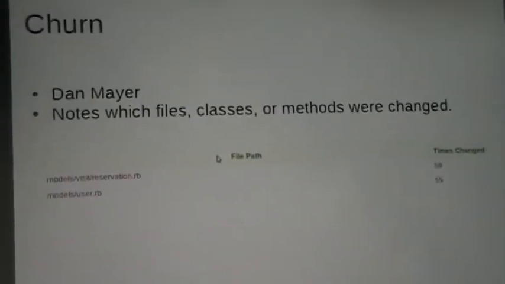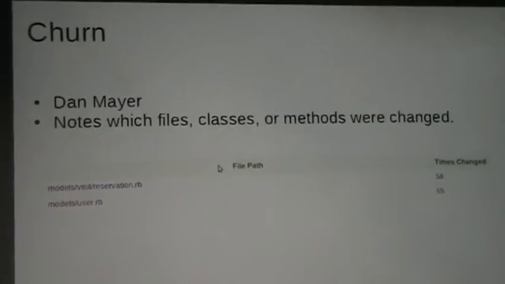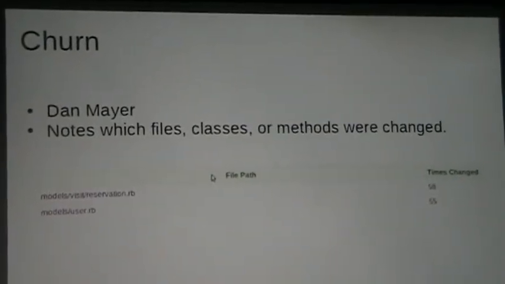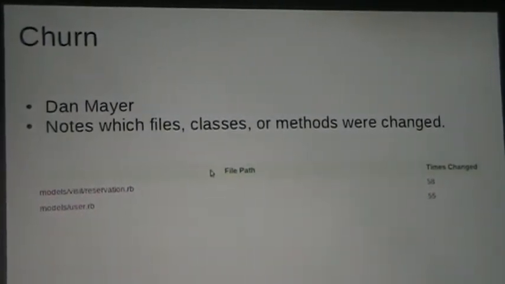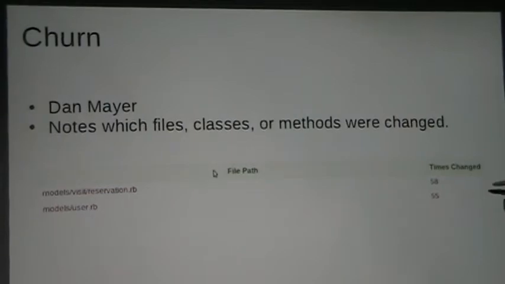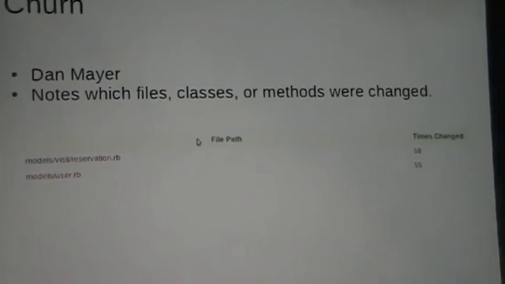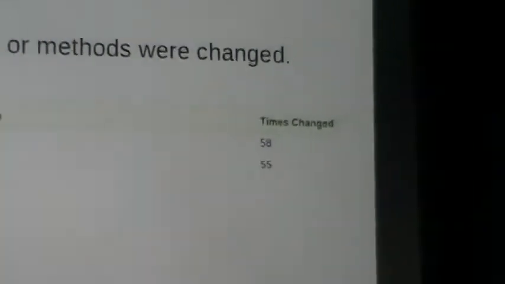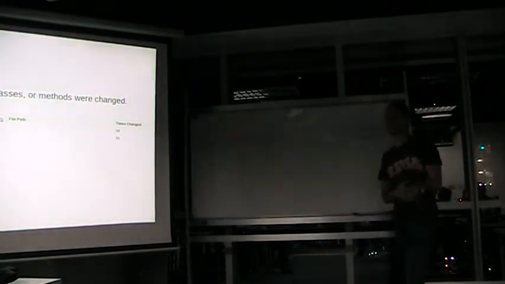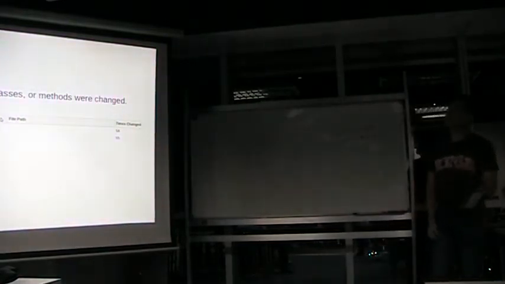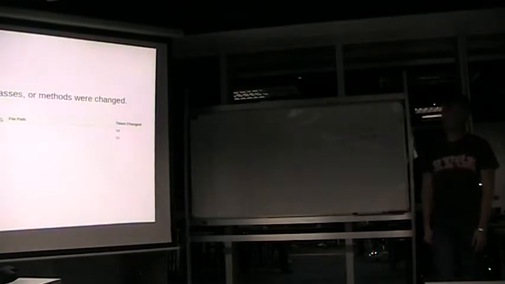Churn. Churn checks each commit in your repository and notes which files were changed. This is a sample report generated in Churn. So you can see the first class was changed 15 times. Files that change a lot in your app could be a bad sign. It could mean that the code is improperly tested and problems arose when it was tested.